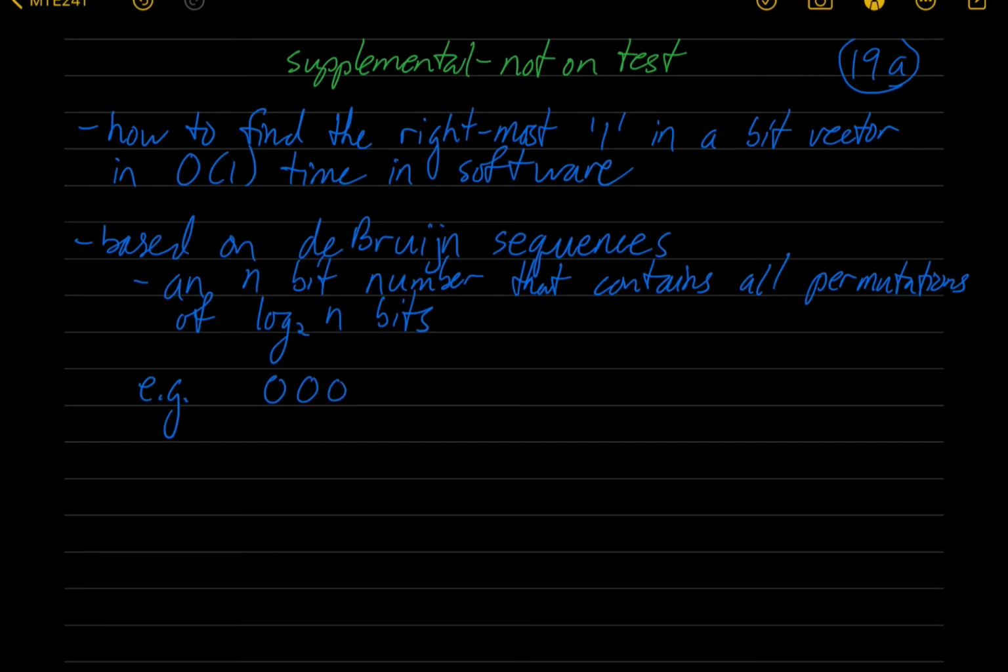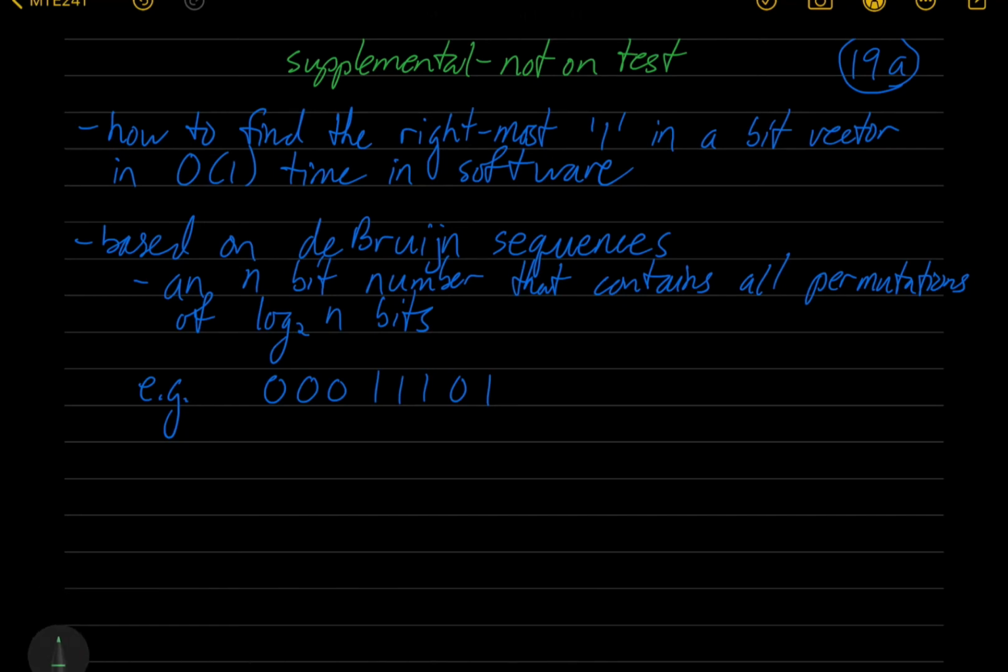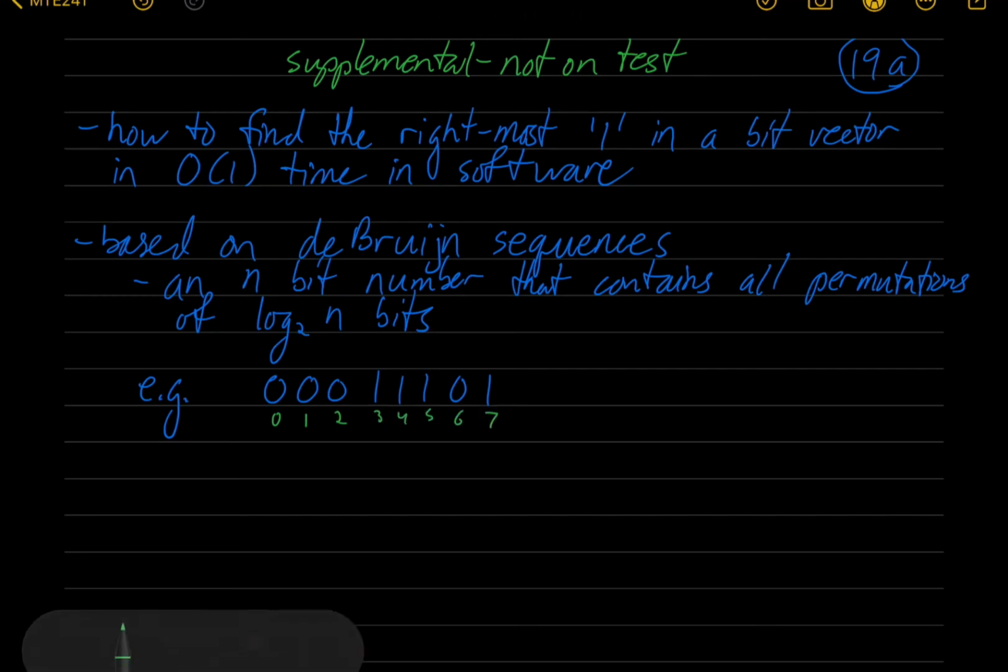0, 0, 0, 1, 1, 1, 0, 1. And this assumes that you can wrap around the ends of the number. I'm going to number the bit positions here starting from the left, and there's a reason for that that'll come up later. So this is position 0, 1, 2, 3, 4, 5, 6, and 7.